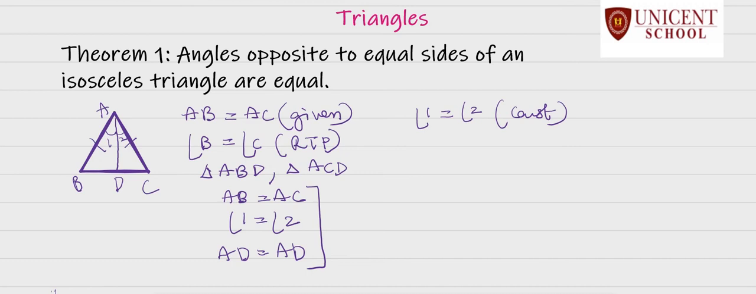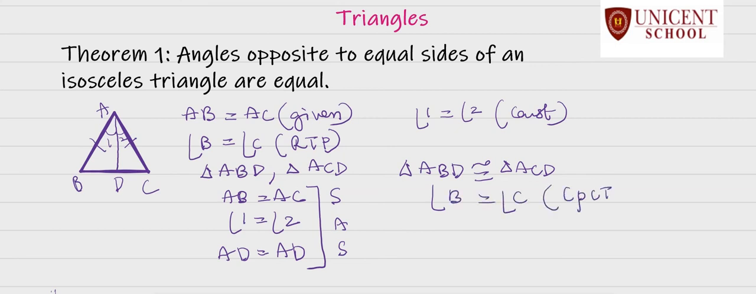So we got three parts which can be compared in both the triangles, and so based on the SAS congruency rule, I say that triangle ABD is congruent to triangle ACD. Therefore, whenever we have two triangles congruent, we can compare their corresponding parts, that is, sides or angles according to the need. So we can say that angle B equals angle C. This is based on CPCT. So we got the required statement that angles opposite to equal sides of an isosceles triangle are equal.